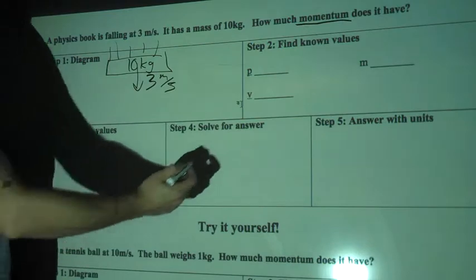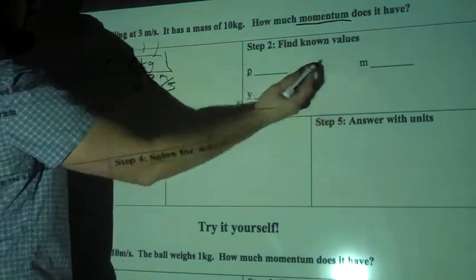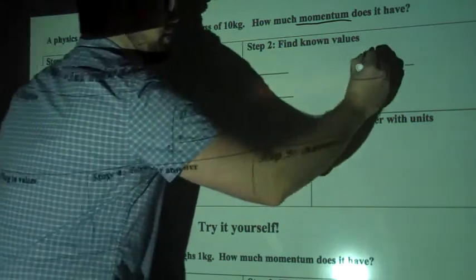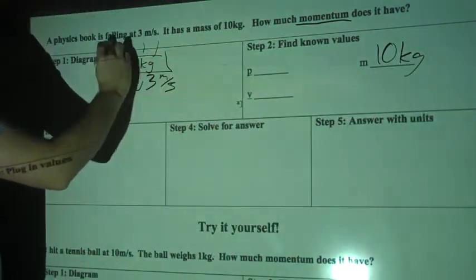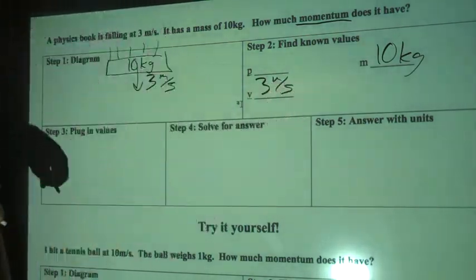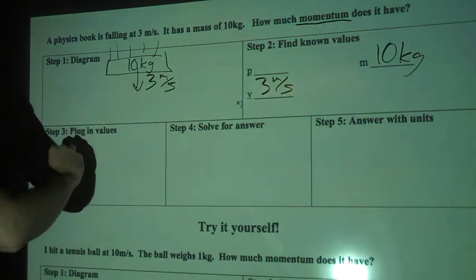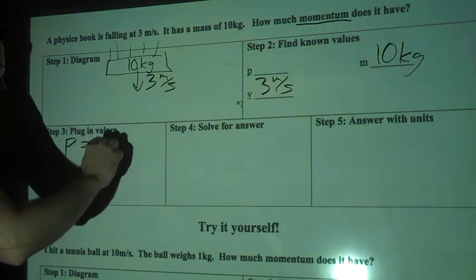So plug in your values. P, or momentum, we don't know yet. M, mass, we do know it has a mass of 10 kilograms. And V, or velocity, we know it's falling 3 meters per second. Again, you should be doing this on your worksheet while I do it up here. So plug in values. Our equation is P equals MV.